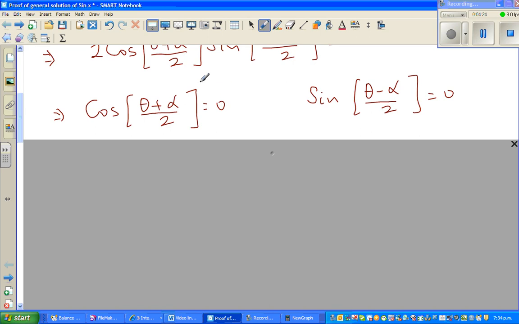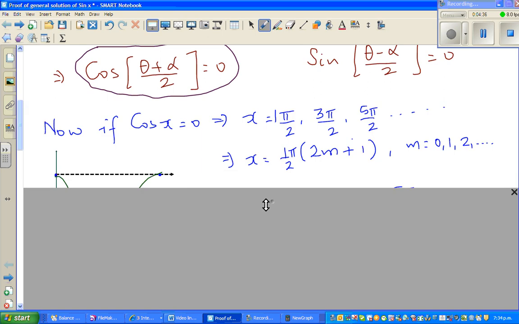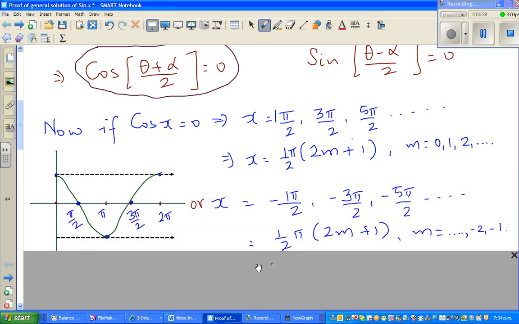Now we're going to look at this and this separately. First we'll focus on this one. When would the cos function become 0? That's the question now. I've drawn a cos graph. Cos starts at 1, and this is negative 1. This is your maximum and this is your minimum. Hopefully you know how the cos graph looks.